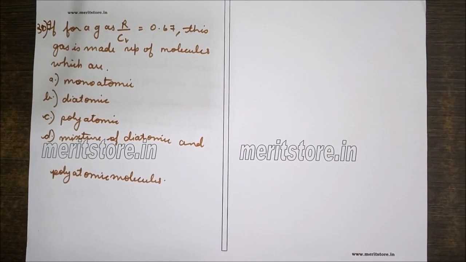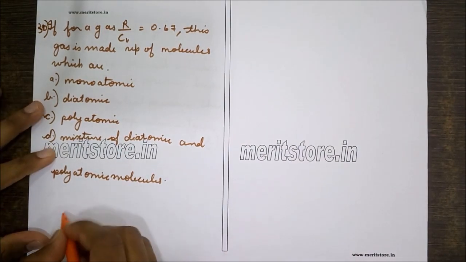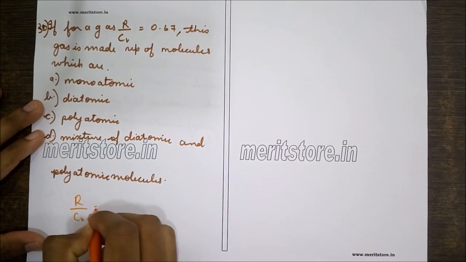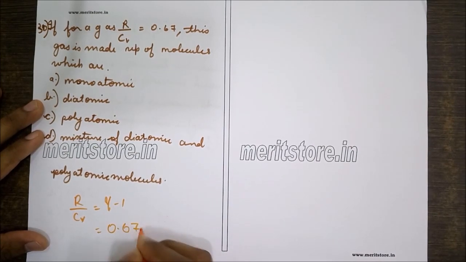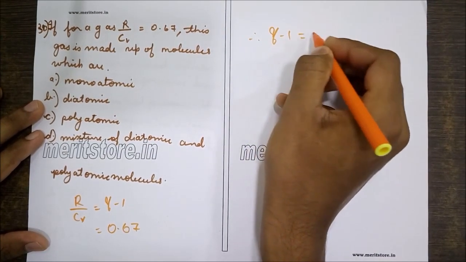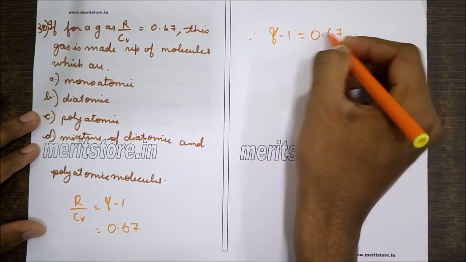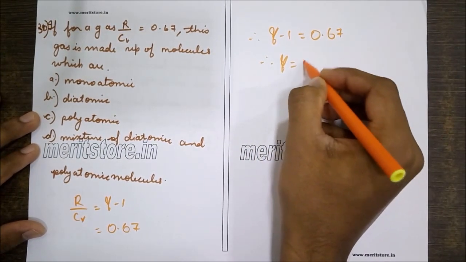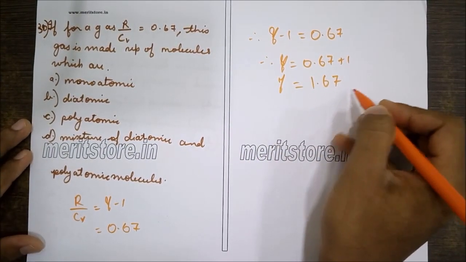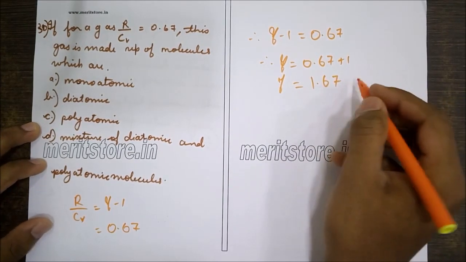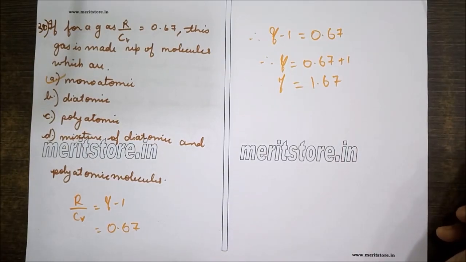If for a gas R upon Cv is equal to 0.67, this gas is made up of molecules which are, the options given are monoatomic, diatomic, polyatomic, and mixture of diatomic and polyatomic molecules. Now, for a gas, we know that R upon Cv is equal to gamma minus 1. However, the value of R upon Cv is given as 0.67. So therefore, gamma minus 1 can be equated to 0.67. So from this, the value of gamma we get as 0.67 plus 1, that is 1.67. This value of gamma as 1.67 is standard for monoatomic molecules. Hence, the molecules should be monoatomic. Hence, option A is the correct answer.